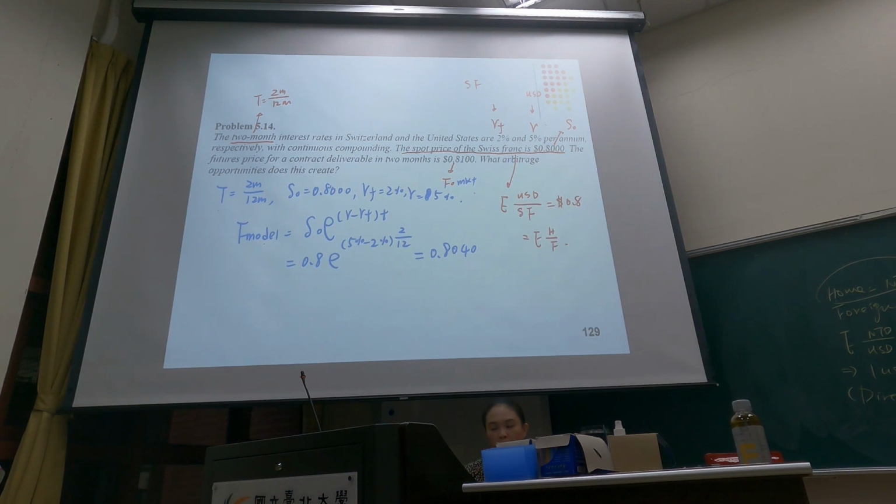Now the question wants us to identify the arbitrage opportunity. F model equals 0.8040, and it's lower than the current market quotation. F market equals 0.8100. So what do we do? Buy low, sell high, right? So we buy S0 and sell F market. That's our arbitrage.